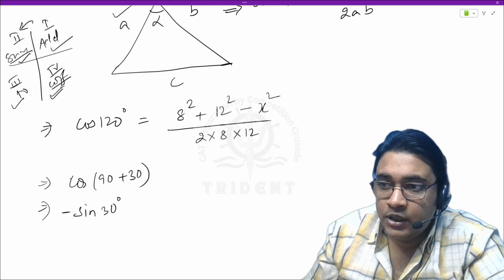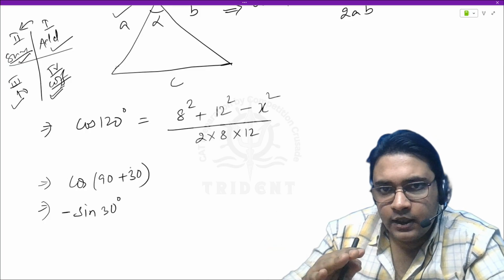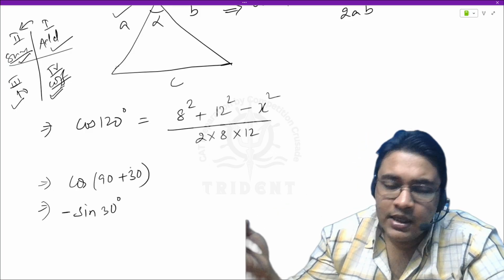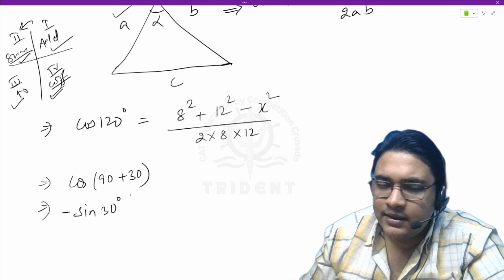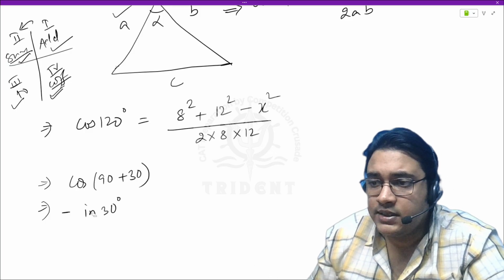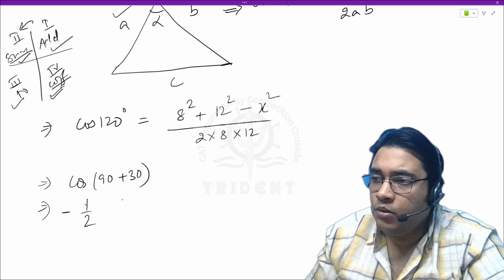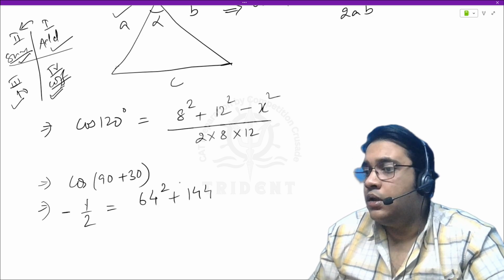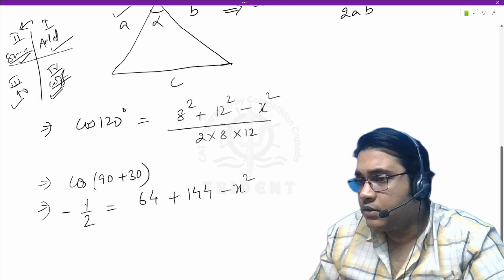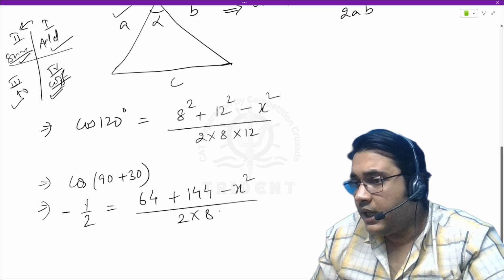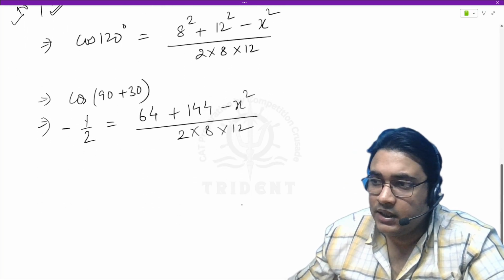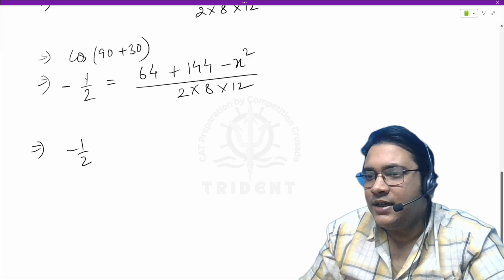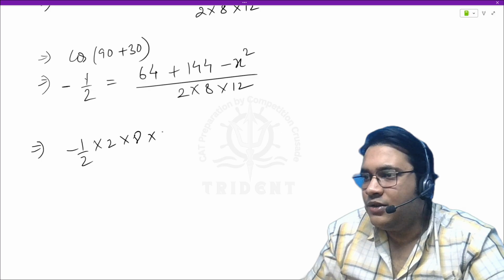Because I know 120 degrees is in the second quadrant, 90 plus theta, and because of 90 degrees, cos will change to sine. So minus sin 30, whose value is half. So this entire thing is going to be minus 1 by 2. So that is equal to (64 + 144 − x²) upon 2 into 8 into 12. Now this is looking like a very problematic situation, but let's see. So this is minus 1 by 2 into 2 into 8 into 12.